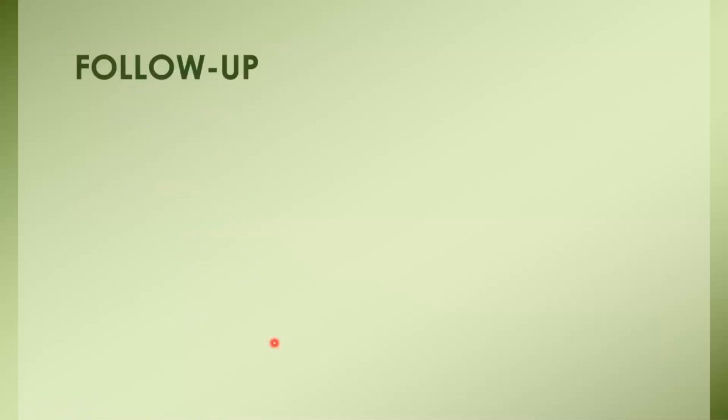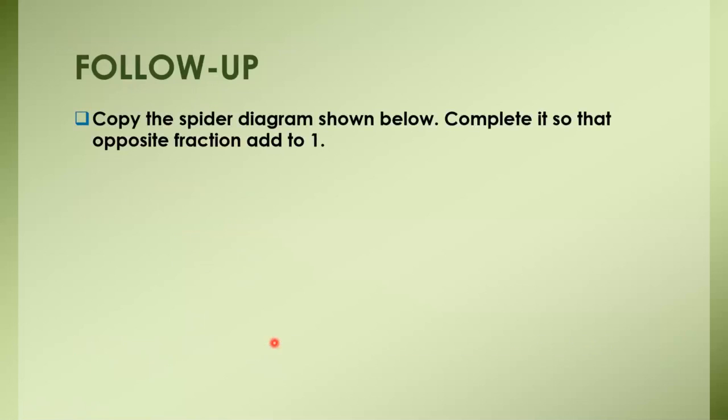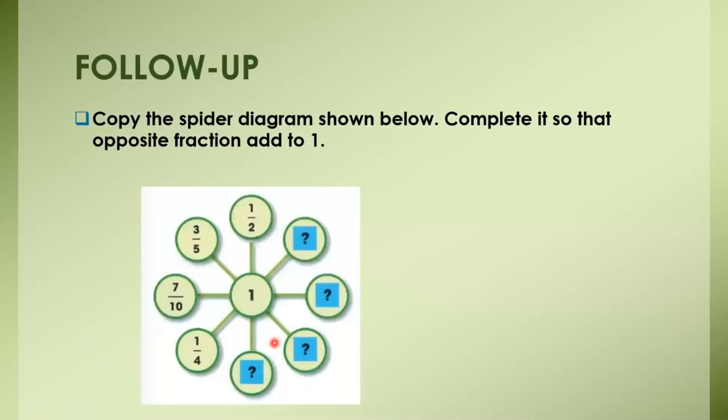So next comes a follow-up activity for you, and this is your question. See, this is the same one that we just did before. Here it is given in the form of a spider diagram, only that. The left part has been given, and you have to find the right part. When you sum up this part and the corresponding part, you should get the answer 1.